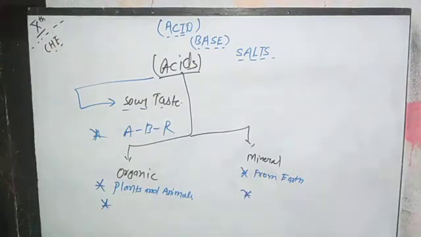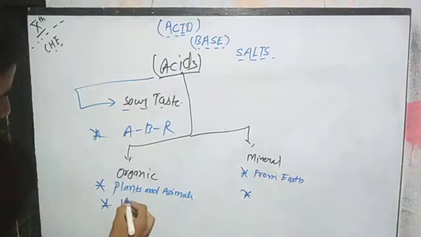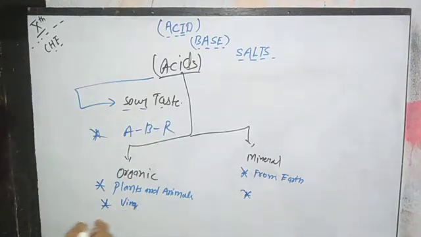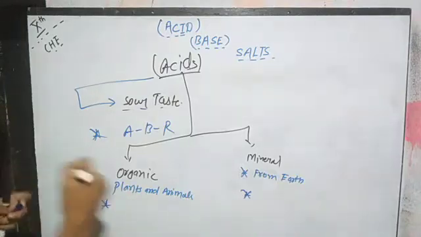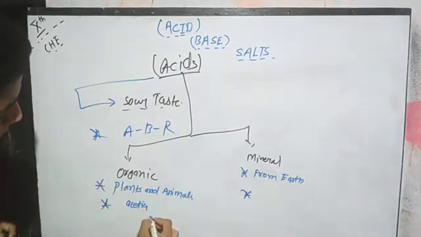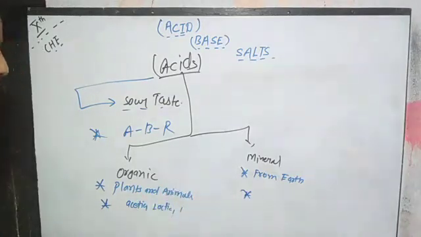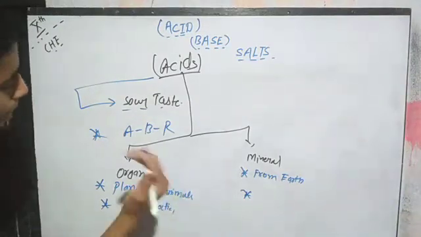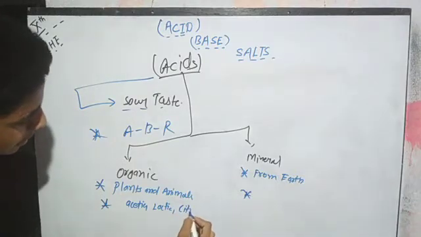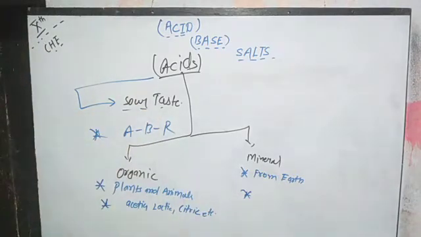Now let's see which are the examples of organic acids and which are the examples of mineral acids. Now look here, organic acid examples are vinegar, acetic acid, lactic acid. So many examples that we will see later: acetic acid, lactic acid, and citric acid, etc. But what about mineral acid? Give me some example of mineral acid. Actually, mineral acids are mostly strong acids.